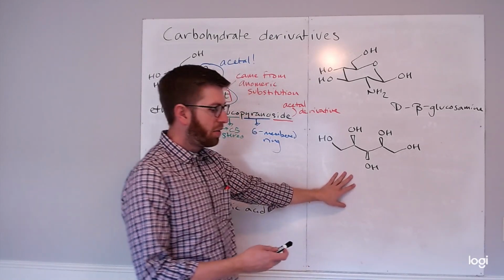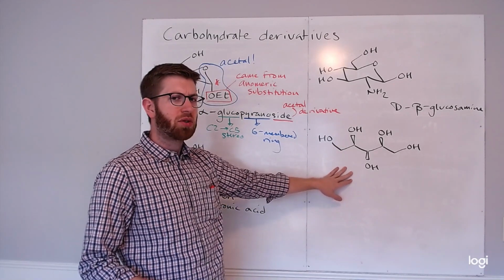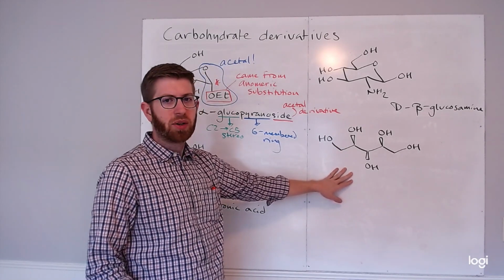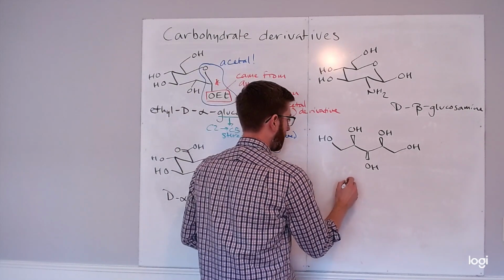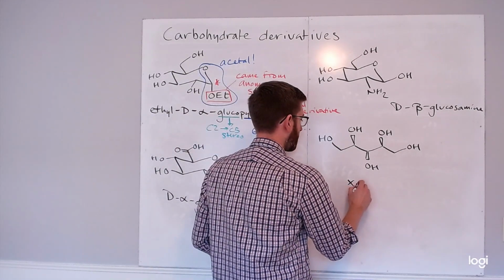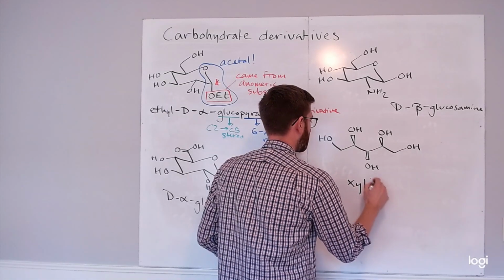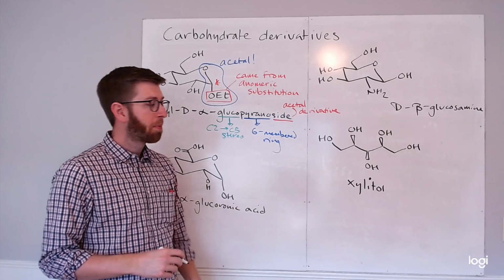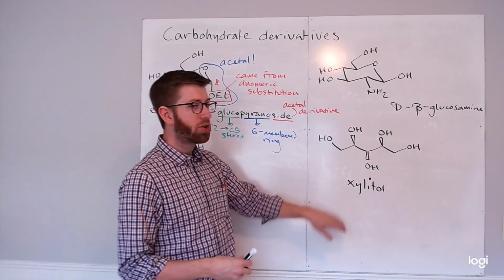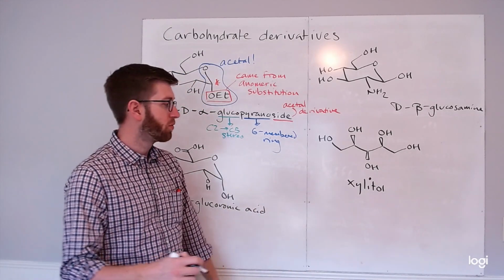And then this final compound, well, this doesn't look like a sugar at all. First of all, it's acyclic, right? We don't have a pyranose or a furanose or anything like that. But this is a compound that you've likely consumed. This is xylitol. This is usually the sweetener that's in sugar-free gum. So this compound actually comes from a carbohydrate that's been reduced.